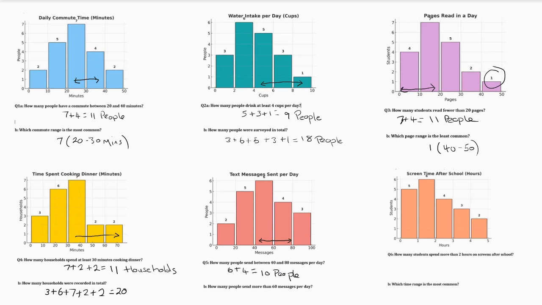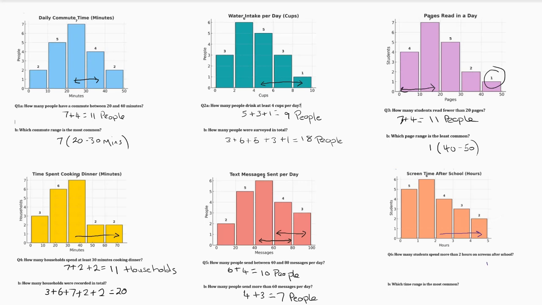And how many people send more than 60 messages per day? So how many send more than 60 messages per day? So more is going to be these two, yeah? Because that's 60 messages. So that's simply 7 people.